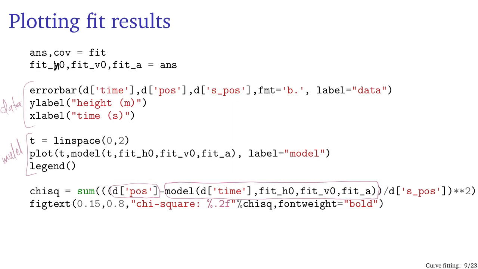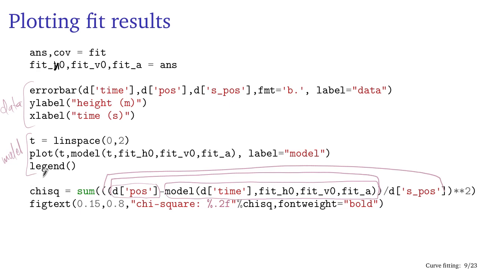Now all of that is in parentheses here, divided by the uncertainty in the position. And all of that then gets squared. So this is observed minus expected, scaled by the uncertainty, quantity squared, summed up. That was the definition of the chi-square test statistic.